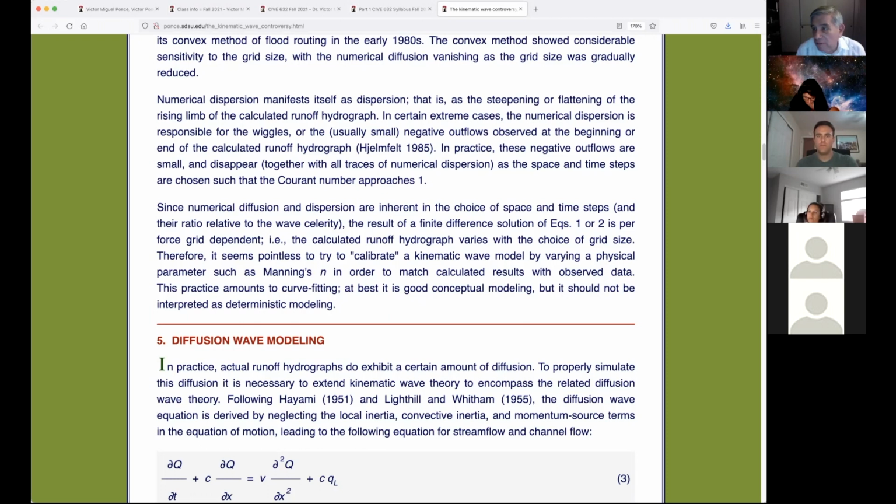Kinematic wave is giving you an answer, but it's not the right answer because you never tied that answer with the physical diffusion, which is the correct answer, the physical diffusion of Hayami. I come a little bit strong in here. Then I say it's pointless to try to calibrate a kinematic wave by varying a physical parameter such as Manning's n in order to match calculated results. People were doing that at the time. That was Mr. Chromatka. I'm sorry. He's an acquaintance. That's what they were doing. They were trying to calibrate the kinematic wave grid against the n. And you can do that forever and never get the right answer.